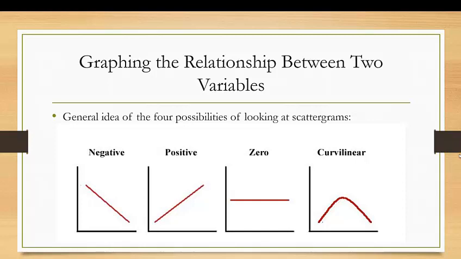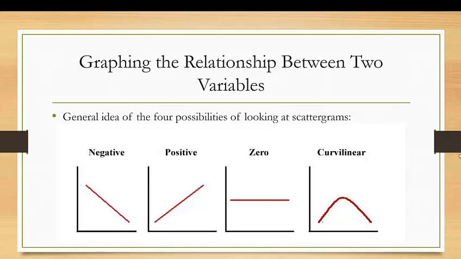If we saw a negative correlation, for example, as the miles on the car go up, the price goes down for used cars, then it would look like this. A curvilinear correlation, we really are not going to talk about that at all in this course.